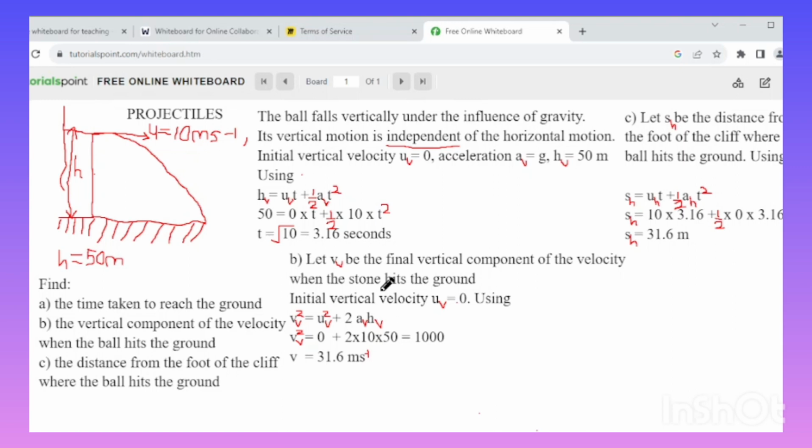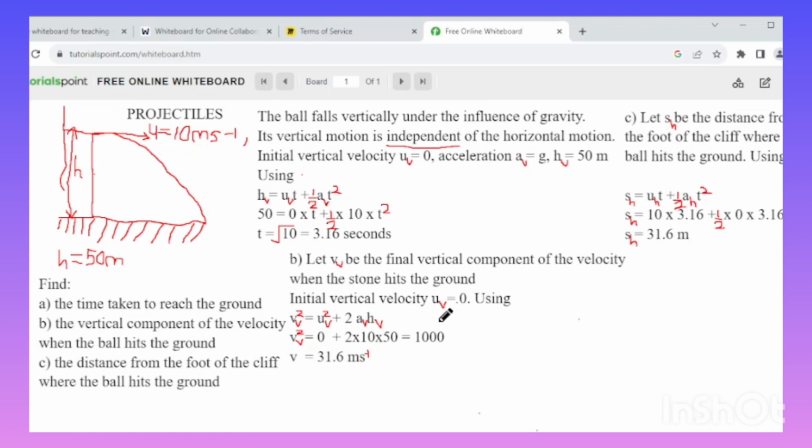For the b part, let v subscript v be the final vertical component of the velocity. Don't forget, we are to calculate the vertical component of the velocity when the ball hits the ground. To do that, we take our initial vertical velocity to be u subscript v, and it is equal to 0, just as I have explained before.